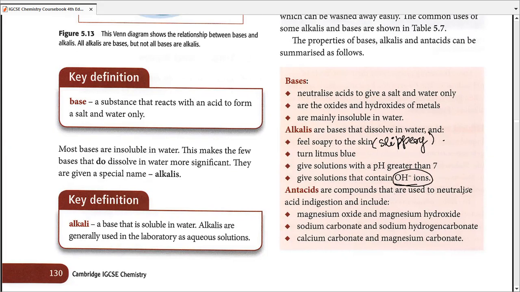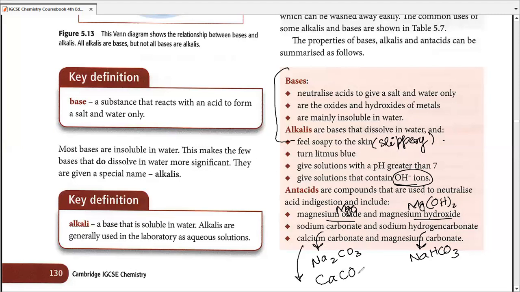Now, antacids are compounds that are used to neutralize acid indigestion. And among the bases or alkalis, antacids include magnesium oxide, MgO, and magnesium hydroxide, Mg(OH)2. Sodium carbonate, which is Na2CO3. Sodium hydrogen carbonate, which is NaHCO3. Calcium carbonate, which is CaCO3. Or magnesium carbonate, which is MgCO3. Right? So these are all used as antacids.